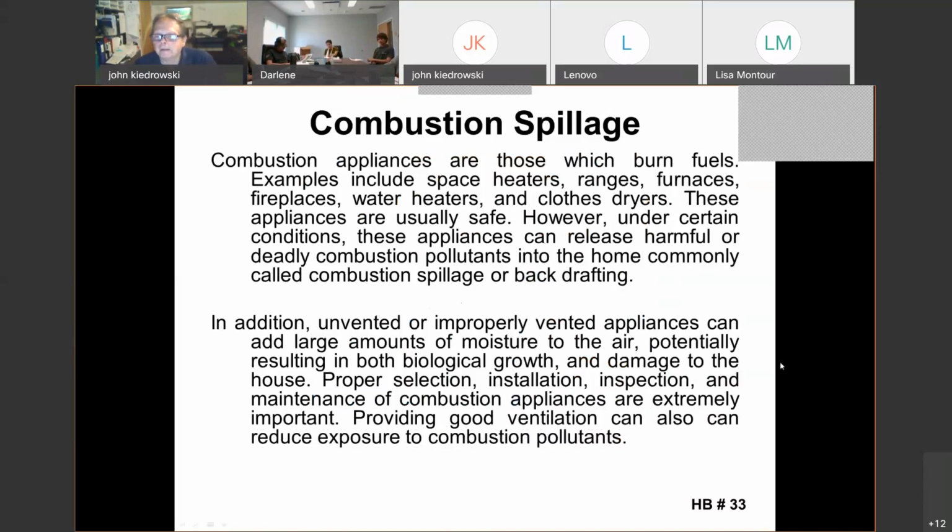Cool. It's one of those Eastern Ontario words.